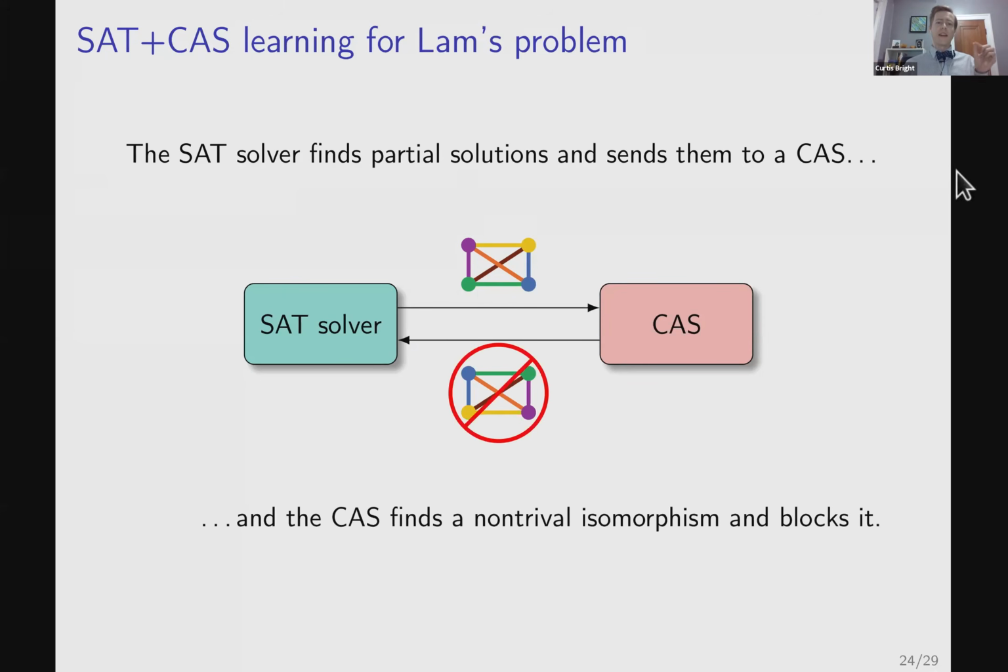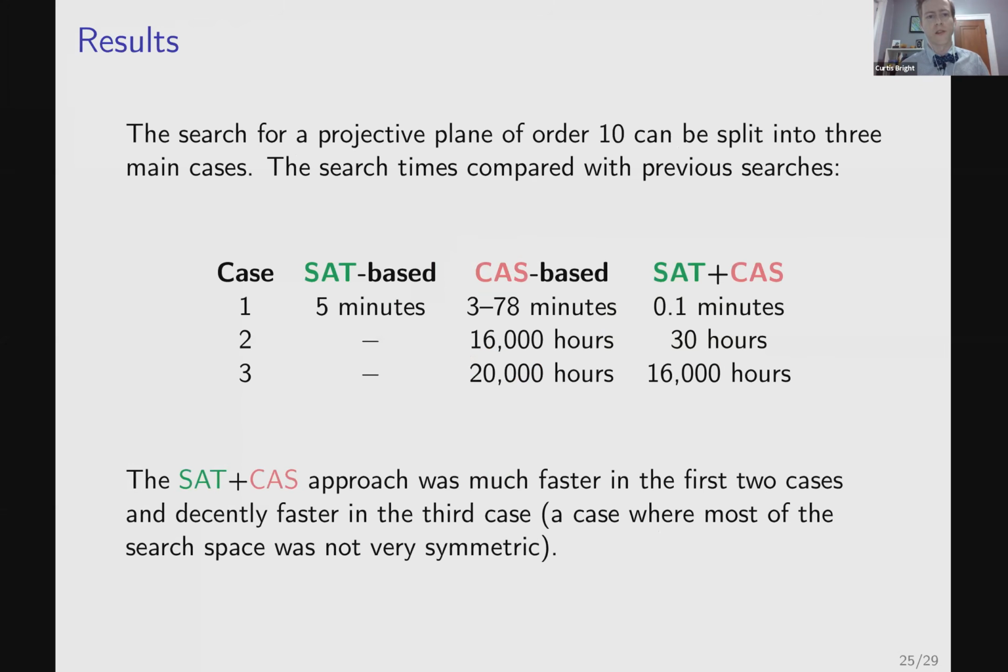And every time you find an isomorphism, you can actually block it. Because think about it, anything which is extendable from the first structure is also going to be extendable from the second structure. So by blocking the second one, you're actually not losing any solutions up to isomorphism, right? Any solution that's in the subspace that is blocked is going to also be in the subspace that you're keeping. So this is powerful because every time the CAS finds an isomorphism or a symmetry, you've blocked more of the search space. And this is part of the search space the SAT solver would otherwise basically have to redo the computations for. So this is very useful when there's a lot of symmetry in your search.